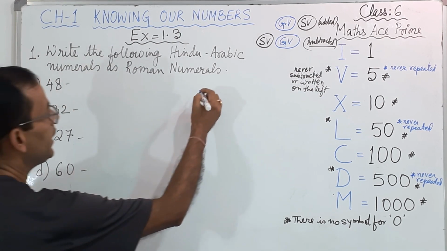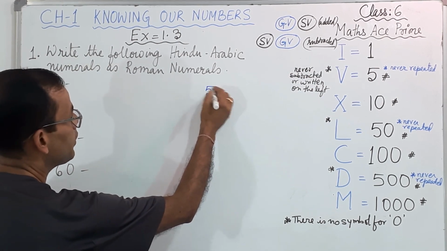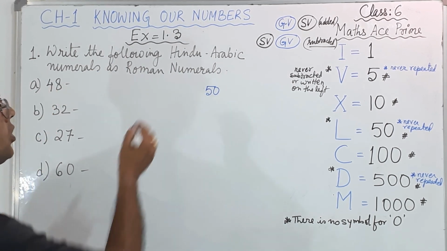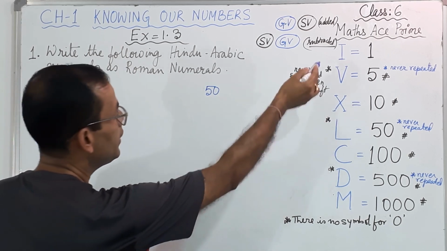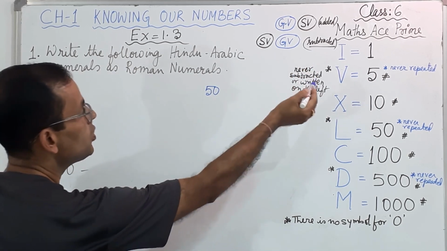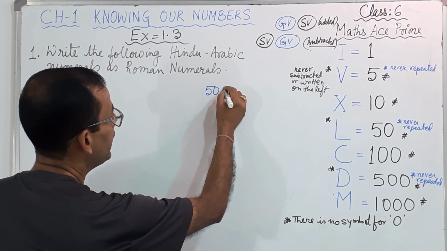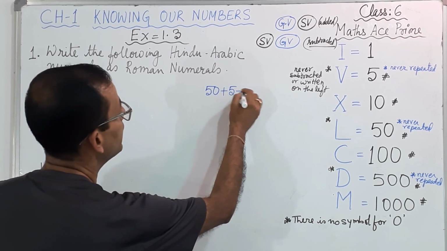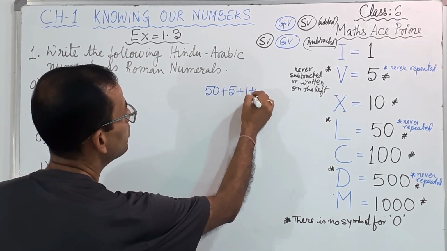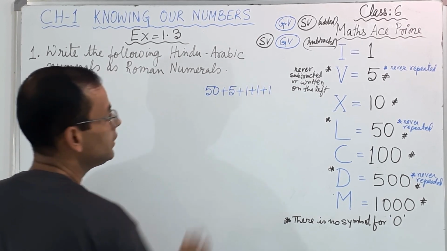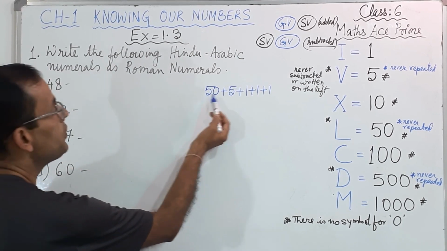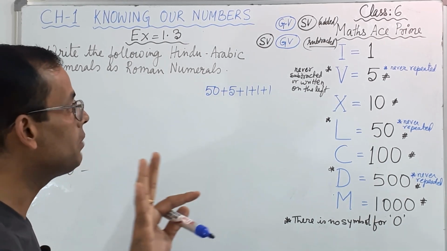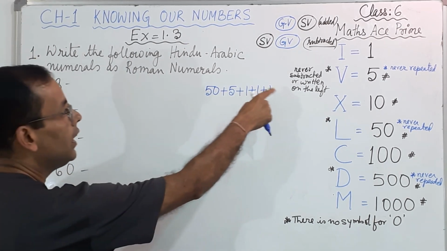Okay, so I can write here 50. But I have to bring 48. So 50, then here to make it 8, what can I do? I can add a 5, then 55, and then I can add 1 plus 1 plus 1. So what does it come to? 50 plus 5, 55, 56, 57, 58. 3 is the maximum we can repeat a symbol.